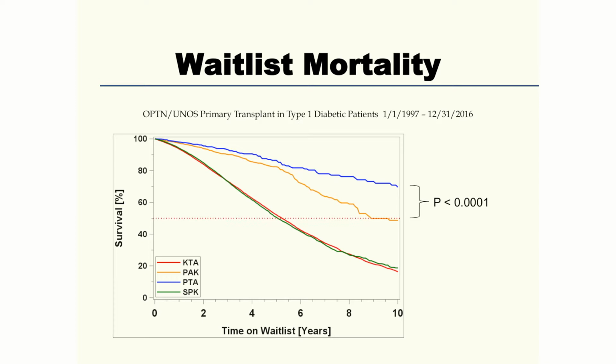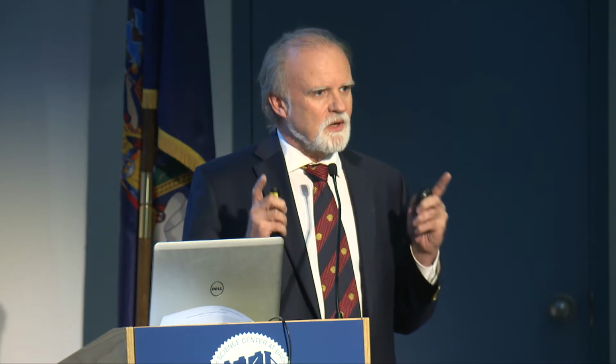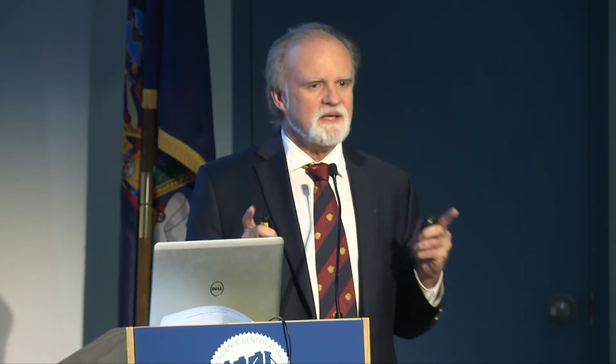Now, these are patients that are on the wait list for a kidney transplant alone or a combined pancreas kidney transplant. So those are patients that are considered in better health than patients that just undergo a kidney transplant. But what you can see is that at 10 years, only 20% of these patients are still alive. So if patients stay on the waiting list for 10 years, 80% will die awaiting a kidney transplant or a combined pancreas and kidney transplant.